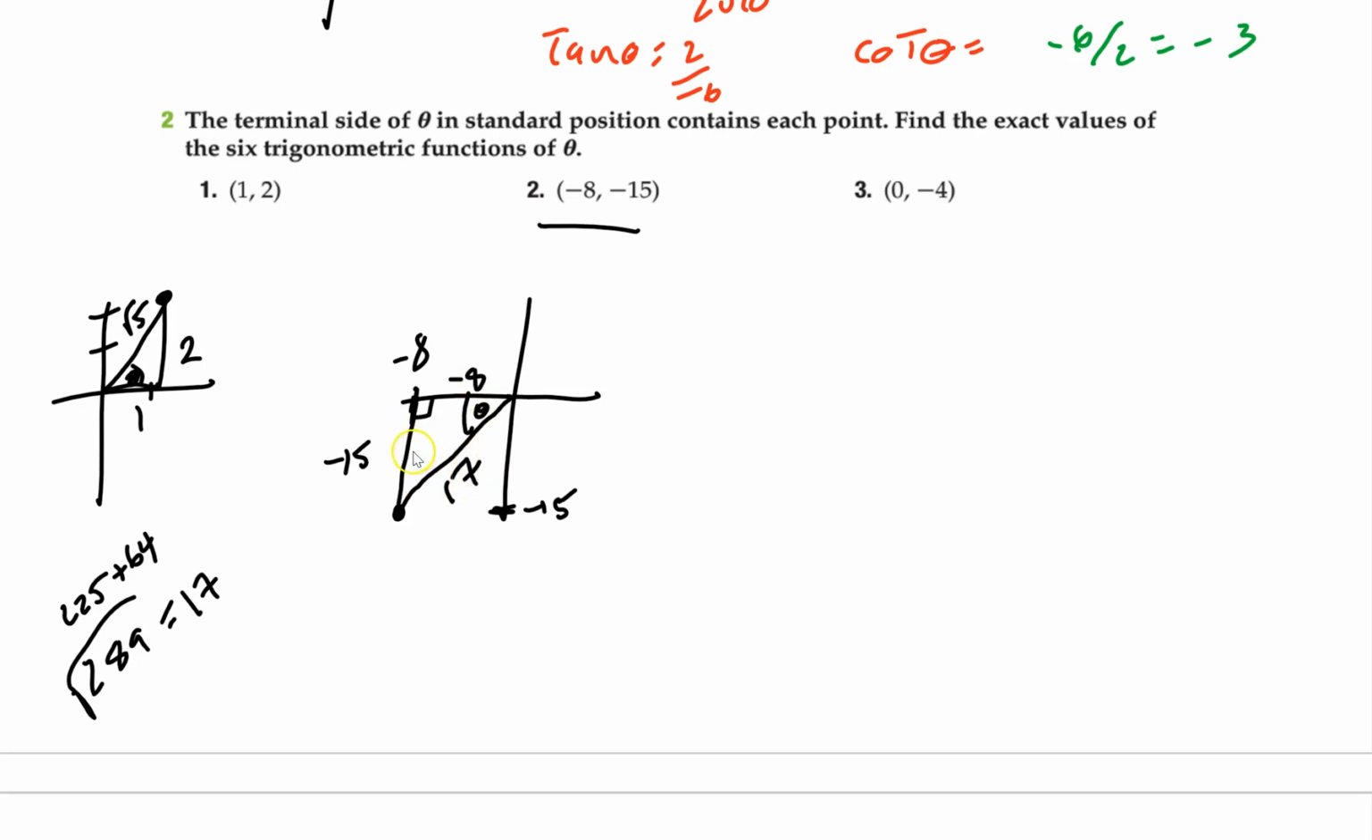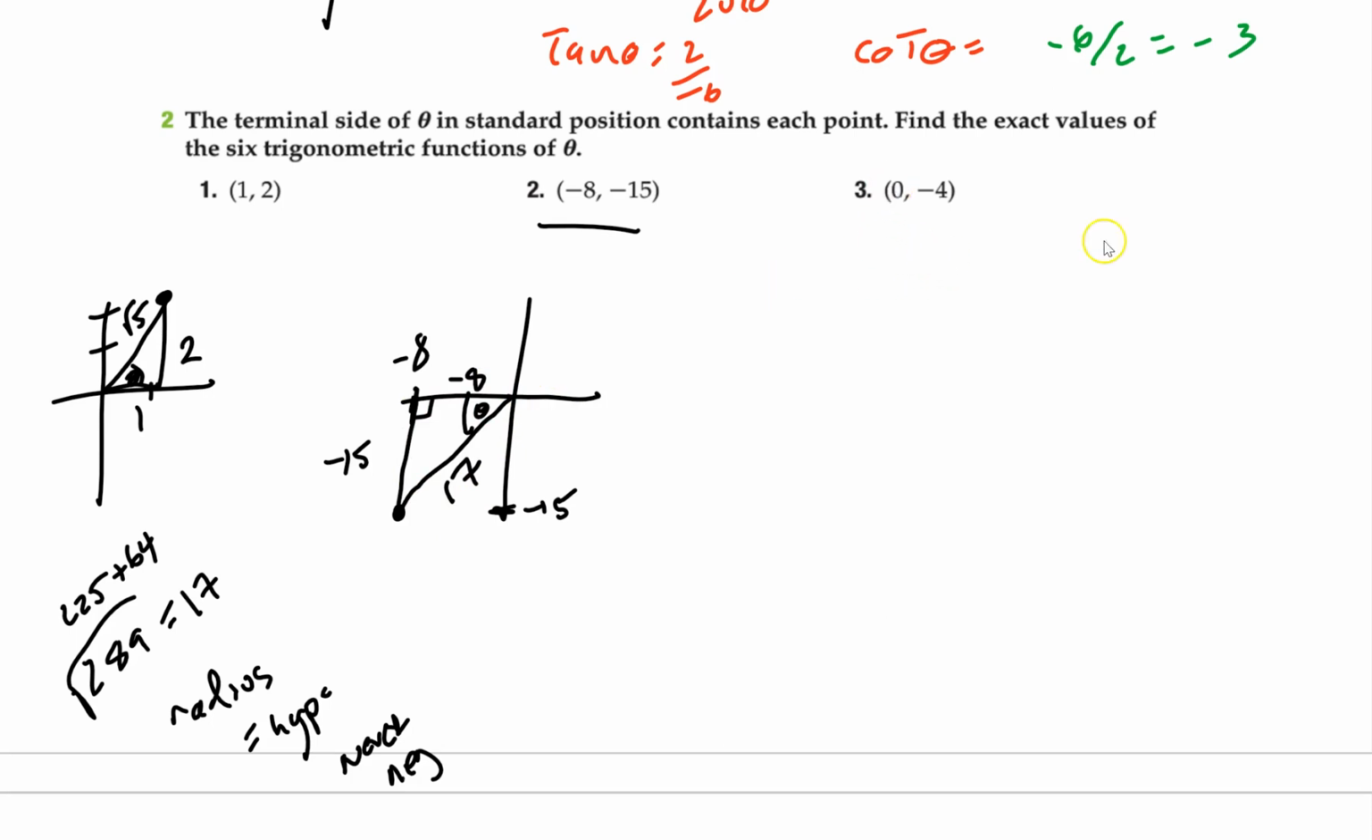I do want to point out in this one, notice I did not put a negative 17, even though it's on the bottom left. It's because the radius, which is also the hypotenuse, is never negative. It's a distance, and we never consider distance as negative. So this line here will always be positive. These can be positive or negative depending on where you go. If you go up or right, positive. You go down or left, negative. But the hypotenuse is always positive because it's a radius. And once you get that, you do the 6 trig functions.